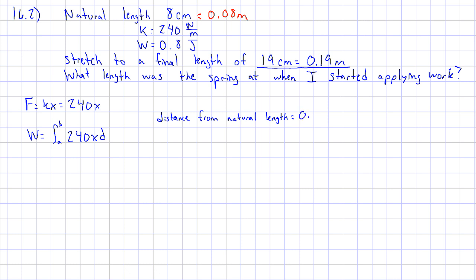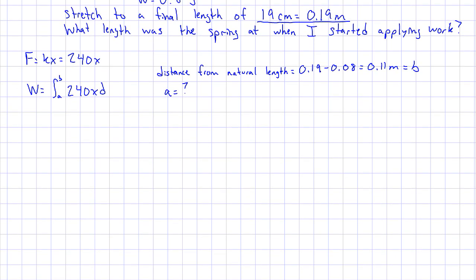So I have 0.19 minus my natural length, which was 0.08. So I get 0.11 meters. This is the final length, so this is B. It is my upper limit of integration. A is unknown. That's what I'm trying to find. A equals question mark. So I have here 0.8 joules equals the integral from A to 0.11 of 240 x dx.